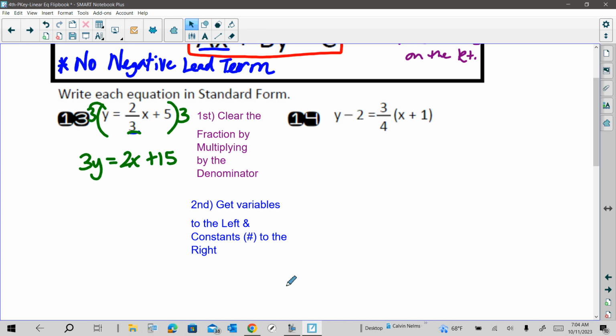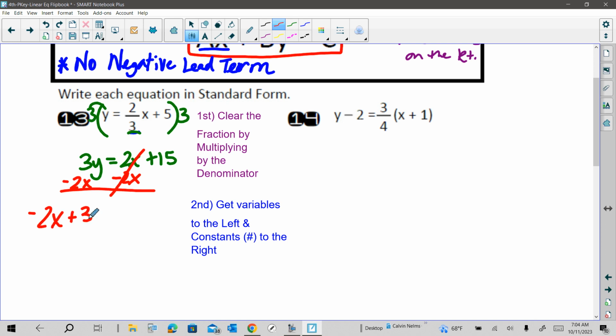Right now, the only variable that's on the left is the 3y. So we have to move this 2x. When we move it to the other side, we're doing the opposite of the term to eliminate it on the right side. So if this is positive 2x, we're going to have to do minus 2x on both sides of the equal sign. So we can get rid of the 2x on the right side, and now it has a negative 2x plus 3y equals 15.